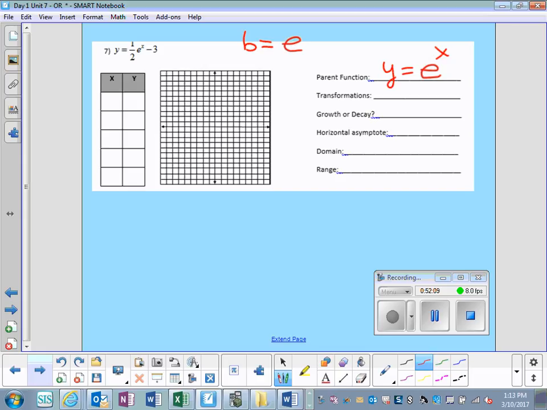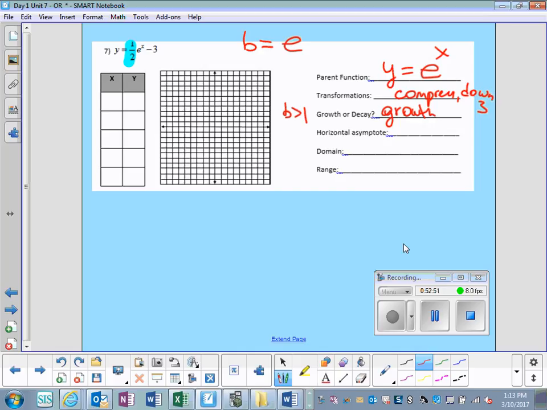Compress. See, now I have this a, right? This is my a. Compress, and then down 3. Growth or decay? Growth. Based on what? On b. It's all about b, not a. I don't care about what's in front. So growth. b is more than 1. Ignore the a. Growth.